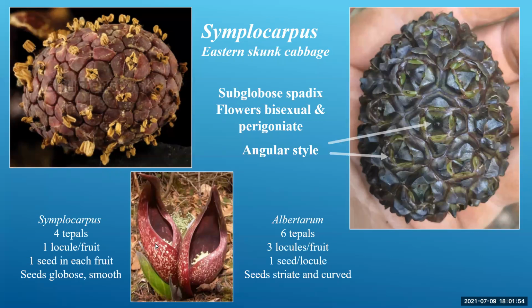It was compared to Symplocarpus, but you'll notice there's some differences. In Symplocarpus, there's 4 tepals in each flower, and in Albertarum, there are 6. There's 1 locule in the fruit in Symplocarpus and 3 locules in the fruit in Albertarum. There's 1 seed in each fruit in Symplocarpus and 1 seed per locule in Albertarum. The seeds in Symplocarpus are globose and smooth. The seeds are striate and curved in Albertarum.